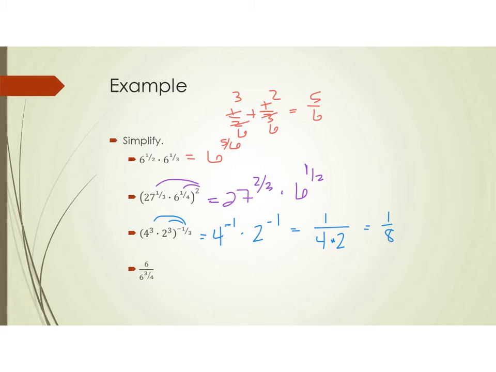And our last one here, if we are dividing, we subtract our exponents. So there's a 6 to the 1 on top, a 6 to the 3/4 on the bottom. So we'll keep our base, subtract our exponents. 1 minus 3/4 is 1/4. So exact same properties, you just are now doing it with fractions.